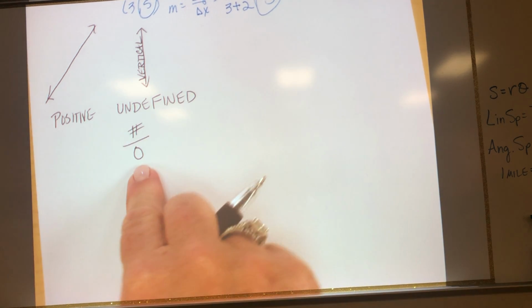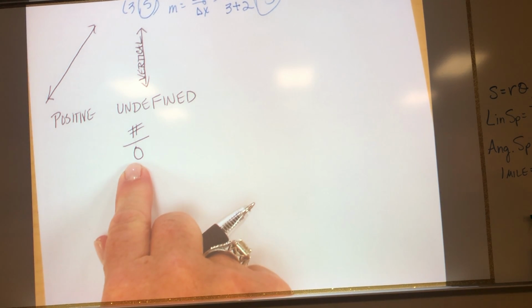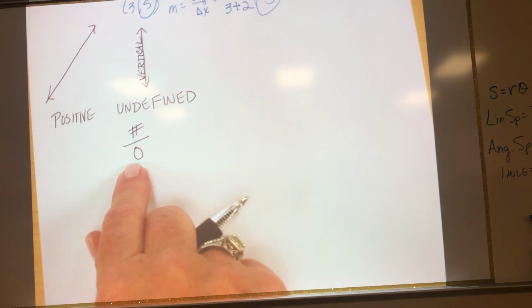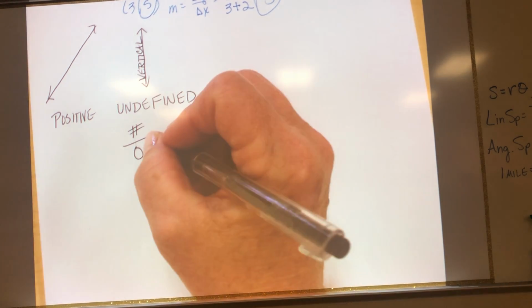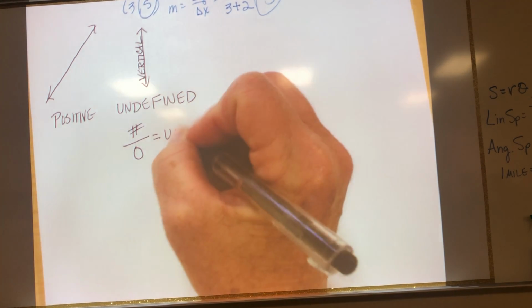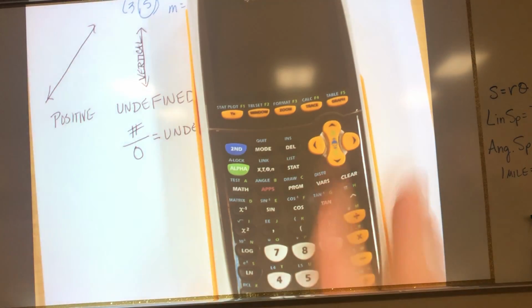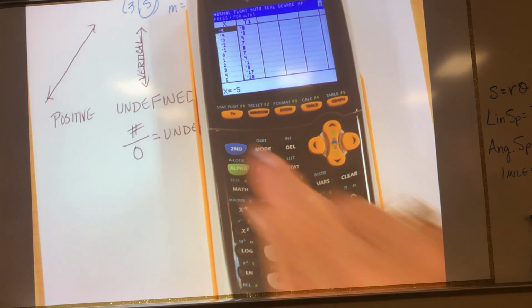Okay? Now listen to me. If you leave it like this, I'm going to mark it wrong. You can't put the pound sign, because you're going to have a number right there. But if you leave a number over 0, I'm going to mark it wrong. It is not 0, people. It is undefined. Look, if you forget and you want to know, watch this.